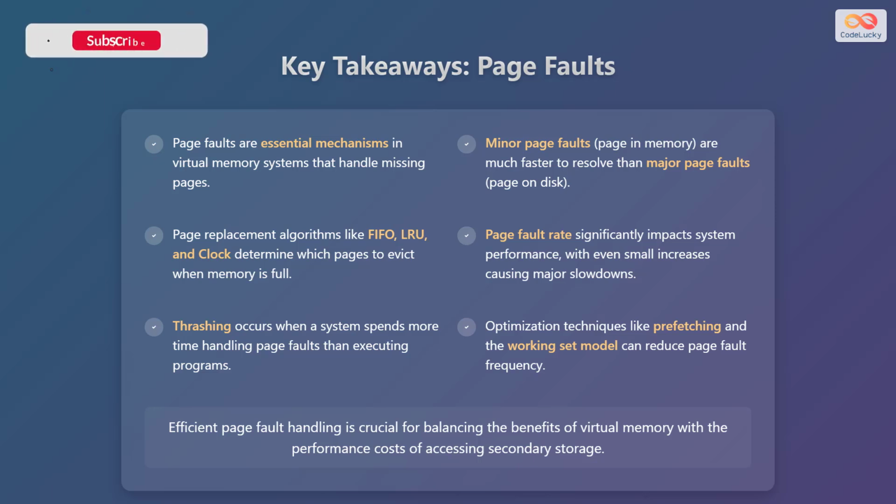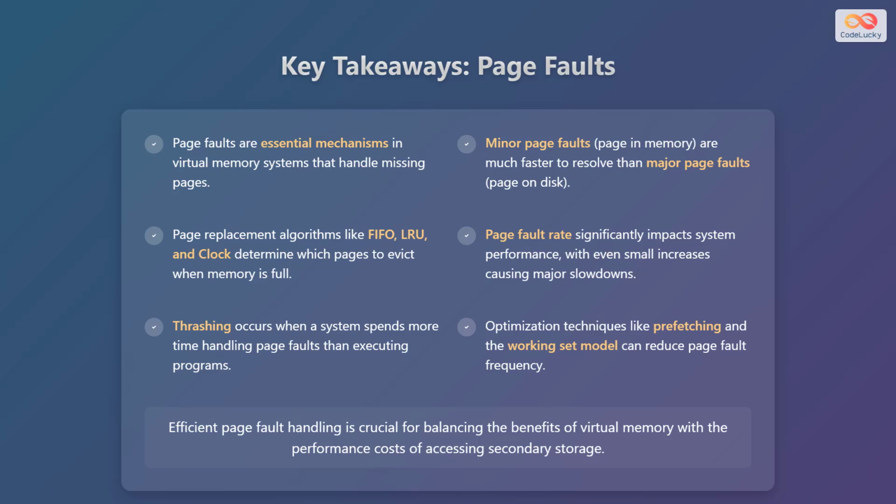Here is a quick summary of key points we covered today. Page faults are essential mechanisms in virtual memory systems that handle missing pages. Minor page faults, where the page is already in memory, are much faster to resolve than major page faults, where the page needs to be fetched from the disk. Page replacement algorithms like FIFO, LRU, and clock determine which pages to evict from memory when it is full.